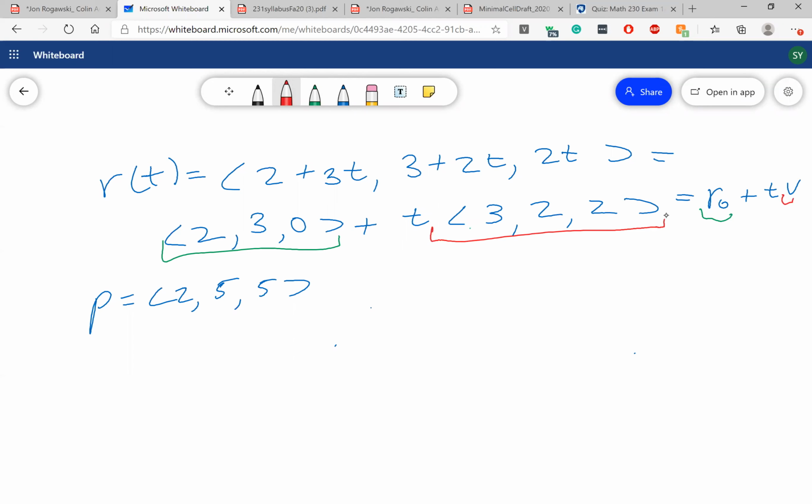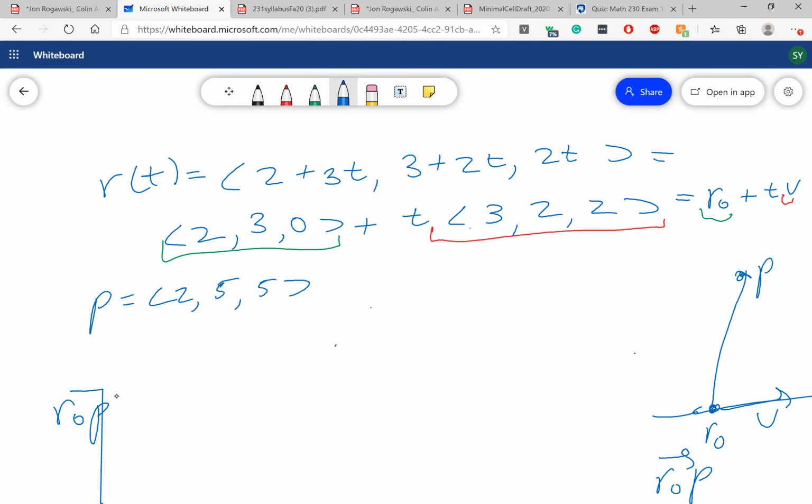Okay. So now I want to find, so again, here's my point, here's my line. We want to find the vector V, which we already have, and we want to find the vector from R0 to P. So we want to find the vector R0P. R0P is going to be P minus R0. So it's going to be 0, and then 5 minus 3 is 2, 5 minus 0 is 5. So this is going to be my R0P.